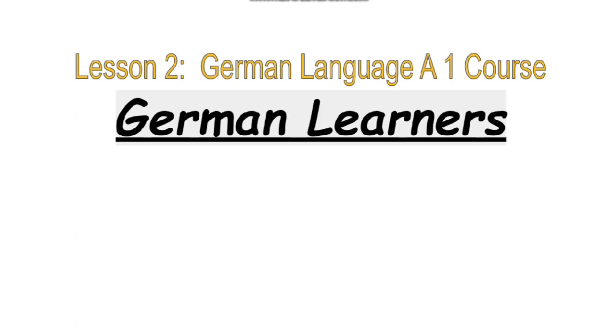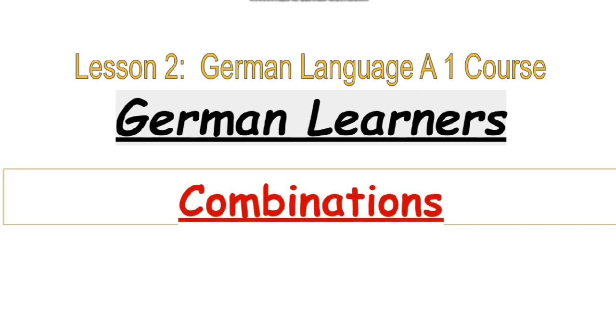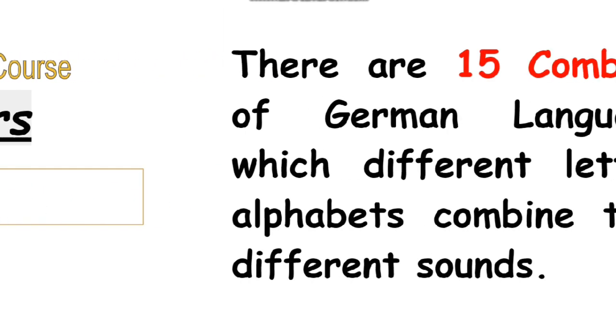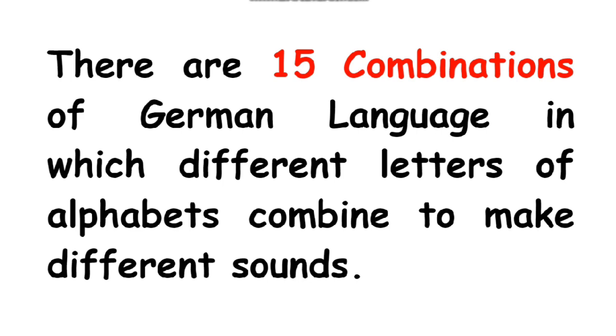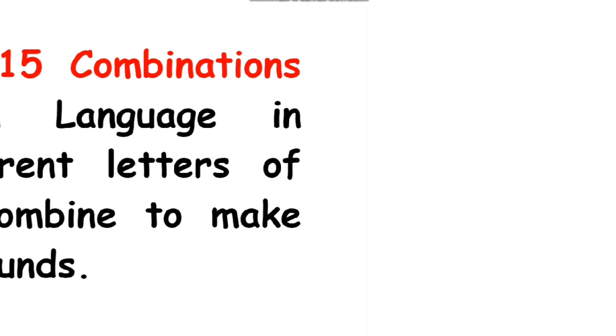Hello and welcome to our second lesson of the A1 German language course. In this lesson you will learn about German combinations and their sounds. The German language has 15 combinations. These combinations are letters that combine to make different sounds. Let's have a look at each combination and learn some German words.